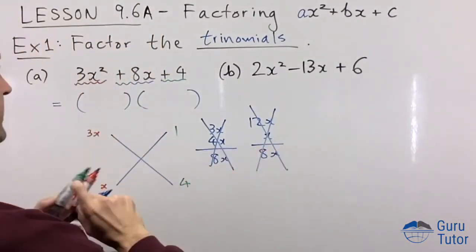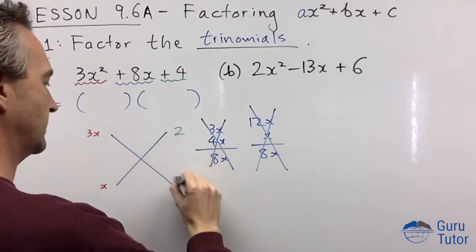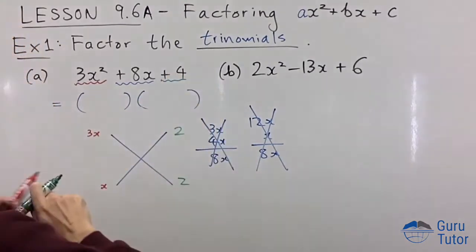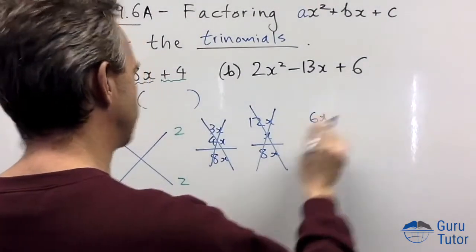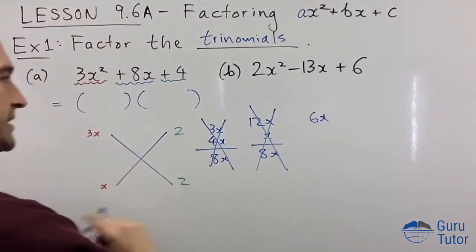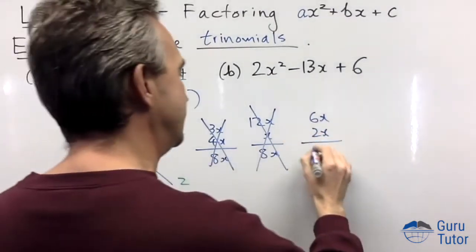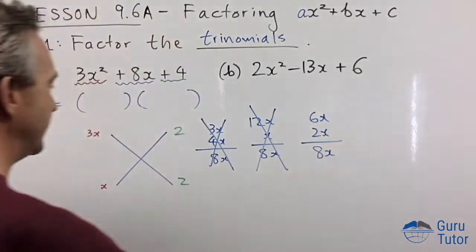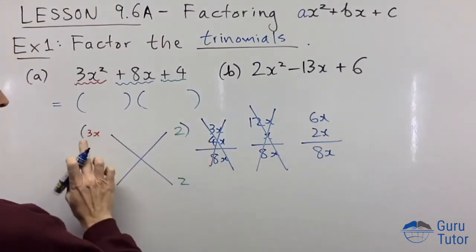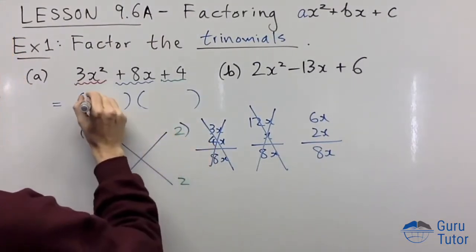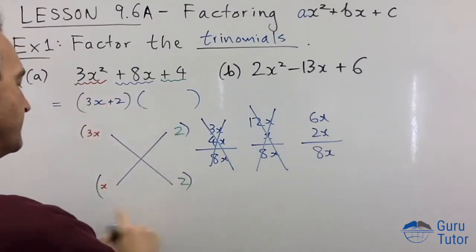All right, what else can we do? We're going to try another combination here. 2 and 2. Okay, because 2 times 2 gives 4. Well, let's give this a try. 3x times 2 is 6x. 2 times x is 2x. Can that total to give 8x? Yes, it can. Okay, that works, and that is actually the answer. We now look at that. 3x plus 2, that's one of your factors, and your other factor is x plus 2.